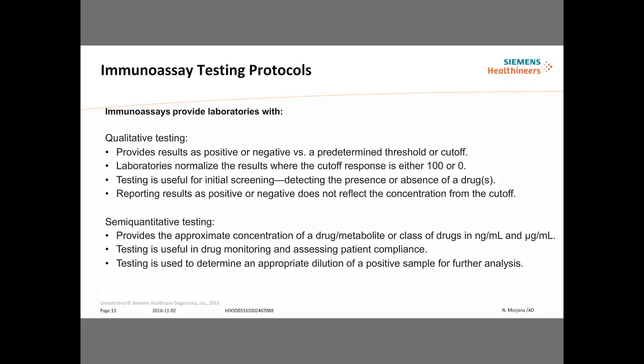The second part of testing is called semi-quantitative because it provides the approximate concentration of a drug, metabolite, or a class of drugs. This concentration is determined in nanograms per mil or micrograms per mil. This kind of testing is very useful in drug monitoring and assessing patient samples. It is also useful if you want to further investigate a sample and you want to know its concentration, for confirmation purposes or other purposes. Semi-quantitative testing would be very useful.